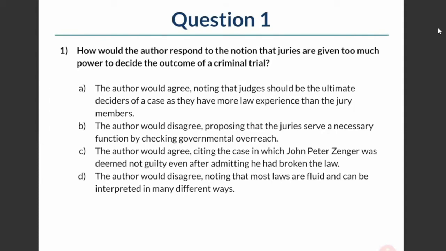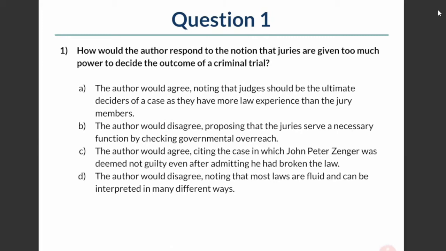Question number 1. How would the author respond to the notion that juries are given too much power to decide the outcome of a criminal trial? All right. So I'll read through our answer choices. A, the author would agree, noting that judges should be the ultimate deciders of a case as they have more law experience than the jury members. B, the author would disagree, proposing that juries serve as a necessary function by checking governmental overreach. C, the author would agree, citing the case in which John Peter Zenger was deemed not guilty even after admitting that he had broken the law. And D, the author would disagree, noting that most laws are fluid and can be interpreted in many ways.